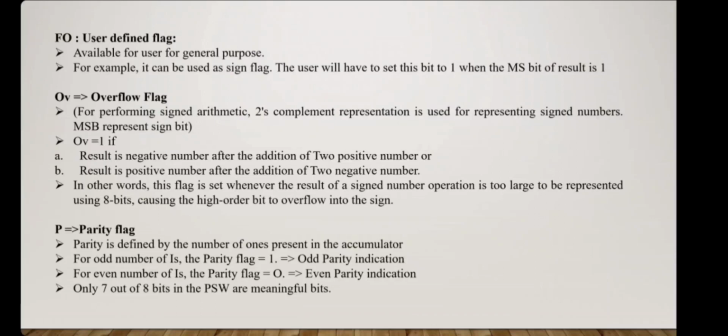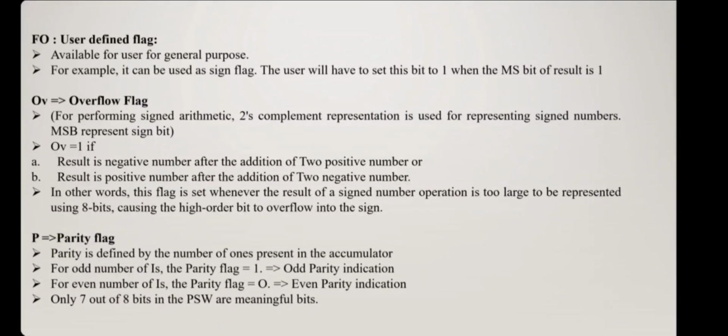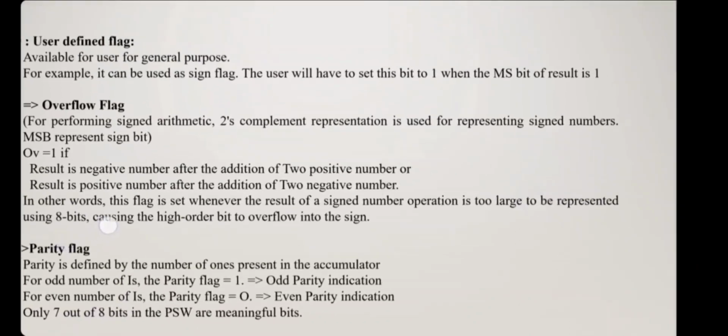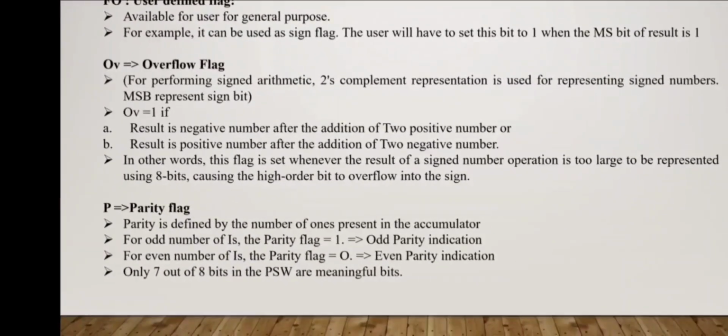Then OV, that is the overflow flag. For performing signed arithmetic operations, 2's complement representation is used for representing signed numbers, with the MSB representing the sign bit. Okay, so overflow is equal to 1 if the result is a negative number after addition of two positive numbers, or the result is a positive number after addition of two negative numbers. So overflow will be set if we add two positive numbers and the result is a negative number. Then if we add two negative numbers, obviously the result should be negative, but if we get a positive number, then the overflow flag is set to 1.